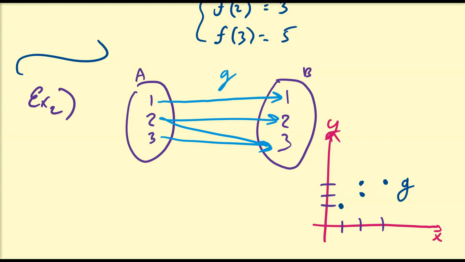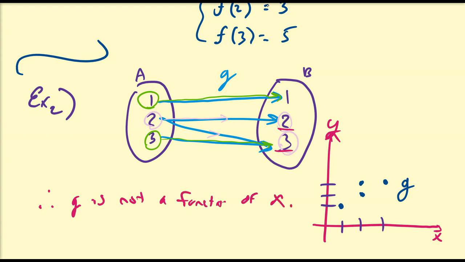So is this a function? That means for every x there exists a unique y that corresponds to it. So for 1, is there a unique y that corresponds to 1? Yes, it's 1. For 3, is there a unique y that corresponds to 3? Yes, it's 3. But when we look at 2, is there a unique y that corresponds to 2? The answer is no, because we have two different values that correspond to 2. We have both 2 and 3 that correspond to the same exact x value 2. So if that is the case, then G is not a function of x.